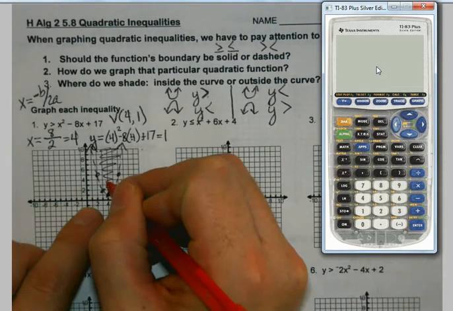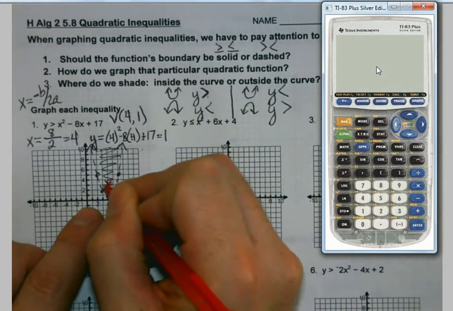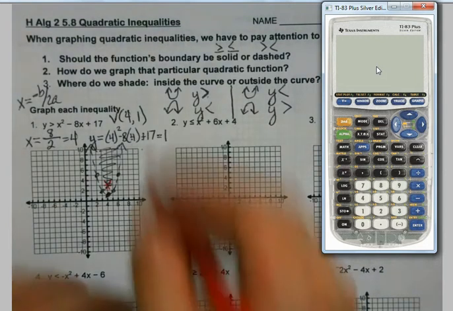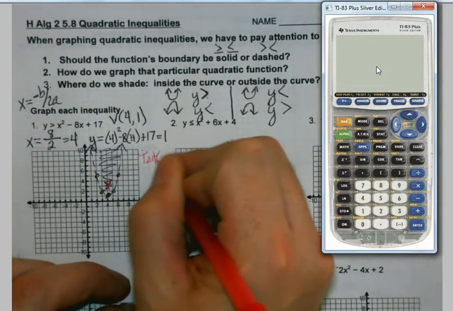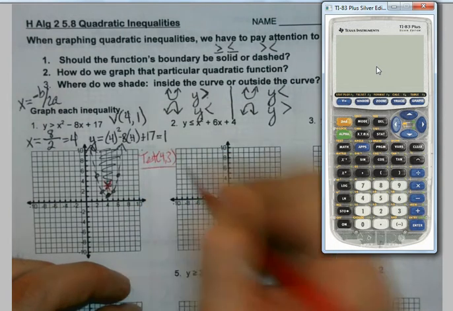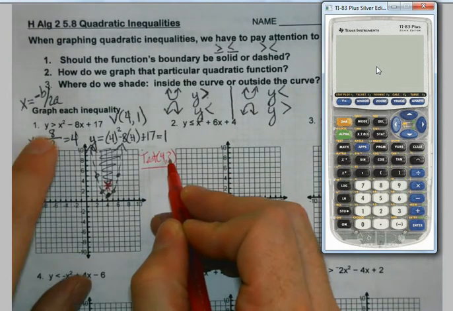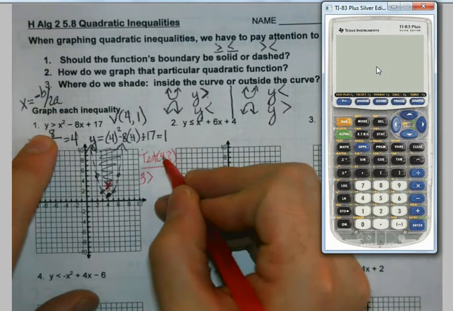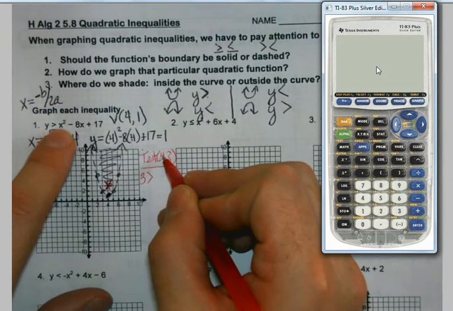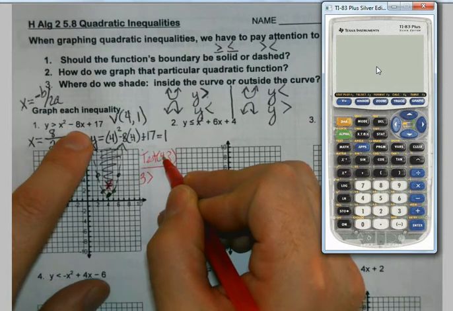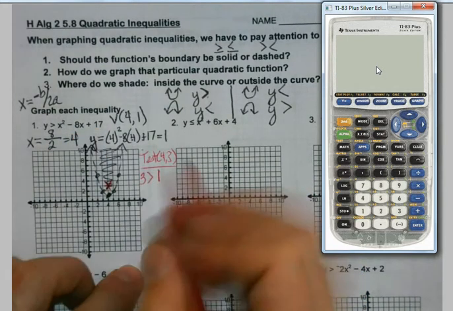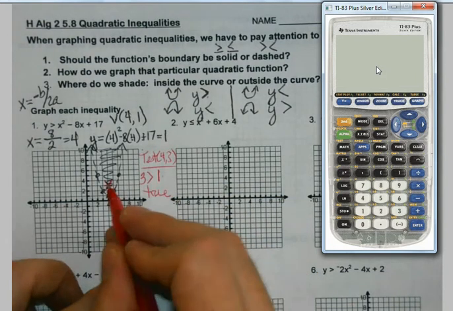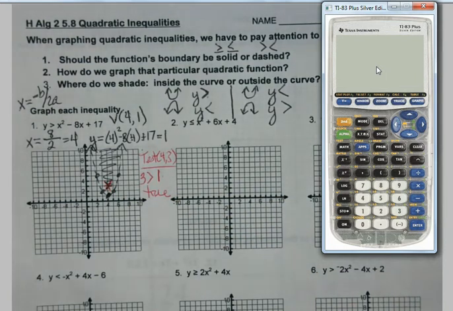So for instance, maybe I find a point that's inside, like 4, 3. Any point in there would work. So if I happened to test 4, 3, my x value is 4, my y value is 3, and I just plug them in. So 3 is greater than 4 squared is 16, minus 32 is negative 16, plus 17 is 1. Is 3 greater than 1? Yes. And if it's true, I shade where my test point is, which is inside the parabola.